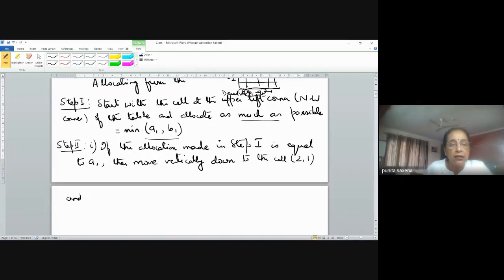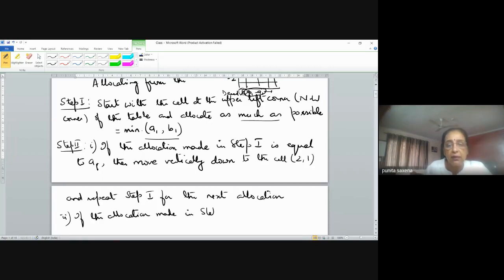Okay, and repeat step 1 for the next allocation. But this was when the allocation made in step 1 was equal to A1, right? What if this is equal to B1? So we say, if the allocation made in step 1 is equal to B1, okay? Now, what will happen in that case?